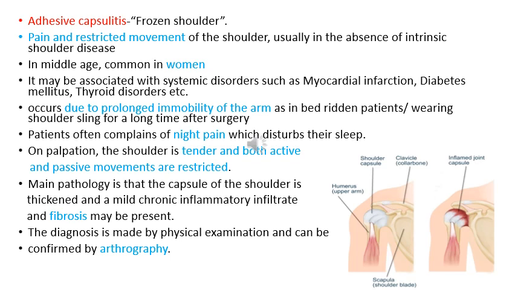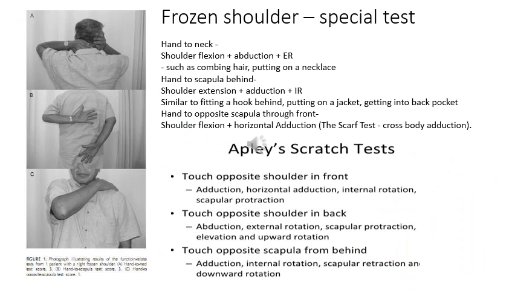The diagnosis is made by physical examination, and it can be confirmed by arthrography. Arthrography is nothing but injecting a dye into the shoulder joint, and X-ray or CT etc. are taken to visualize the pathological area completely. We'll just see a special test for clinically examining the frozen shoulder condition.